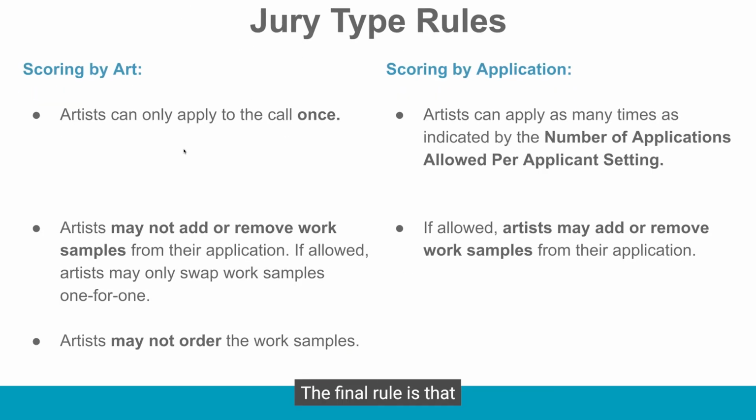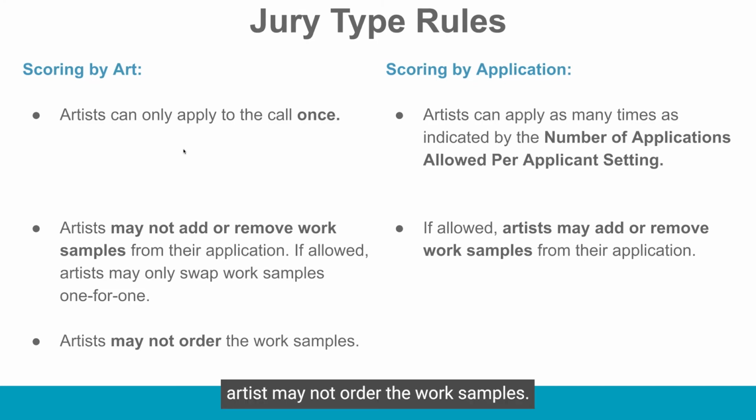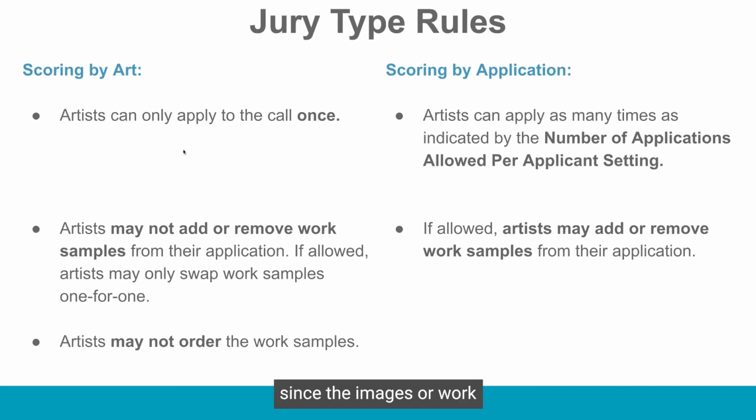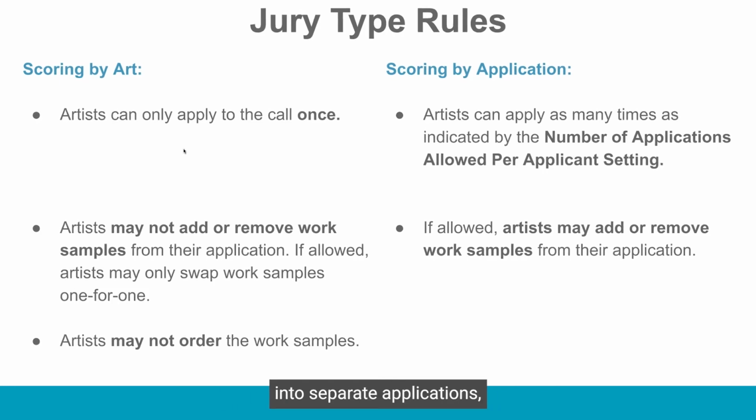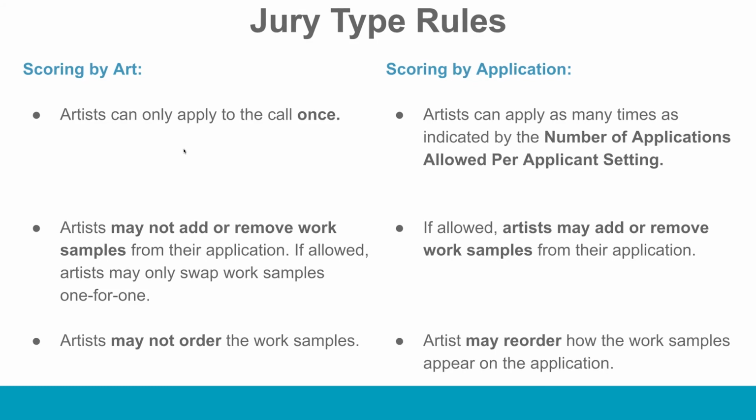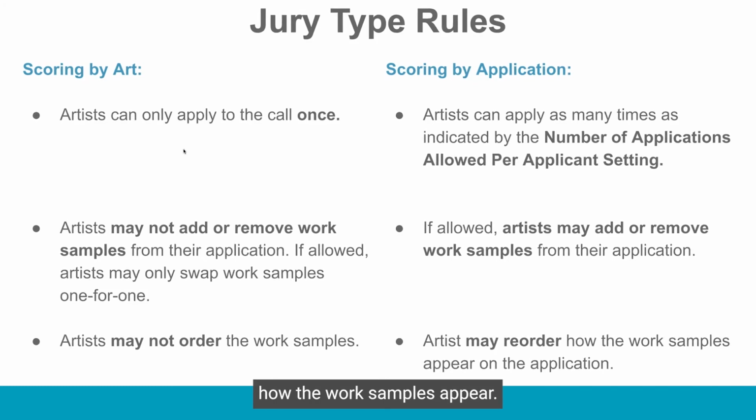The final rule, on the same lines, is that in scoring by art calls, artists may not order the work samples. That's because the images, or work samples, are going to be separated out into separate applications, so it doesn't matter what order they're in when they submit. It'll all just be separated. And with scoring by application calls, artists can go in and reorder how the work samples appear.